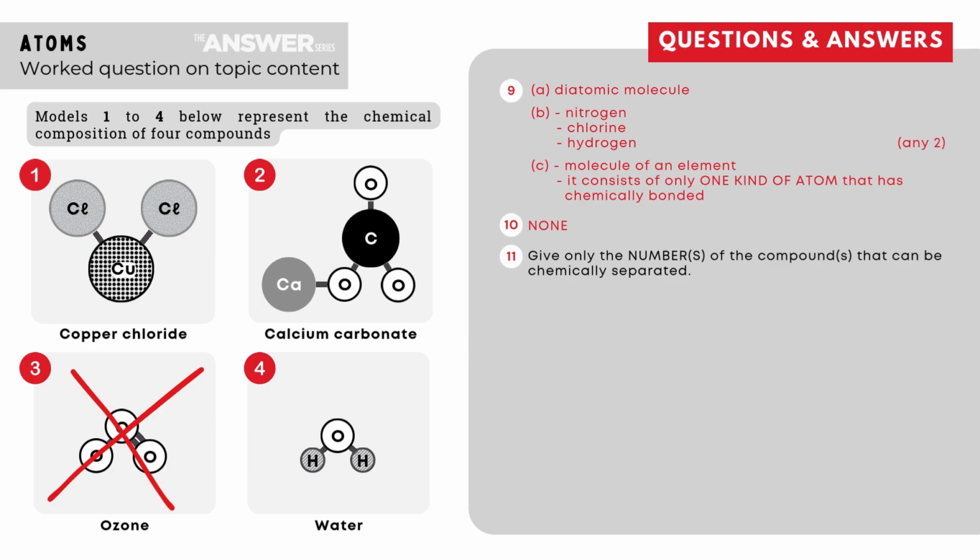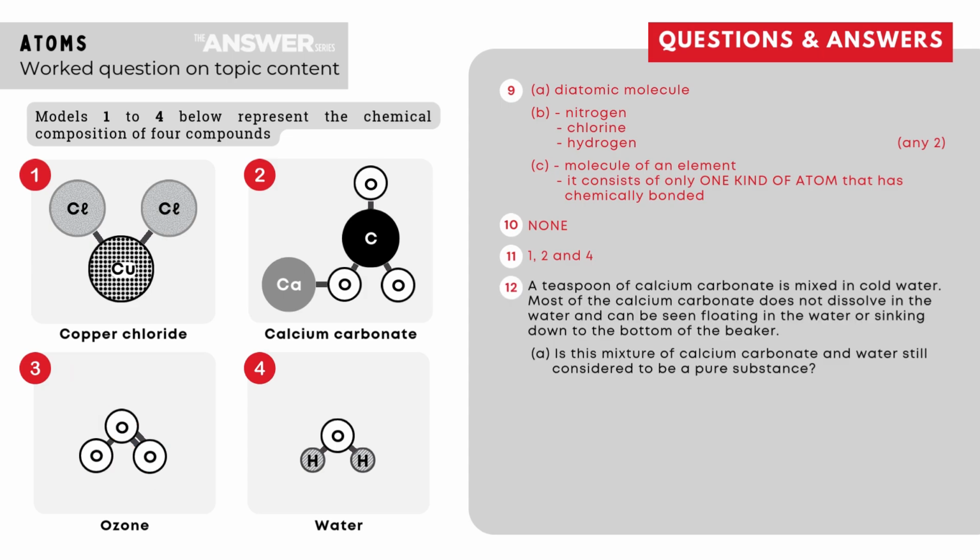That leaves us with numbers 1, 2, and 4. And if we look at those, all 3 of them can be chemically separated because they are molecules of compounds. Molecules of compounds are pure substances, so they can't be physically separated, but they can be chemically separated. Think, for example, of the copper chloride that we broke down using electrical energy, electrolysis, and the potassium permanganate that we broke down partially using heat energy. Question 12.